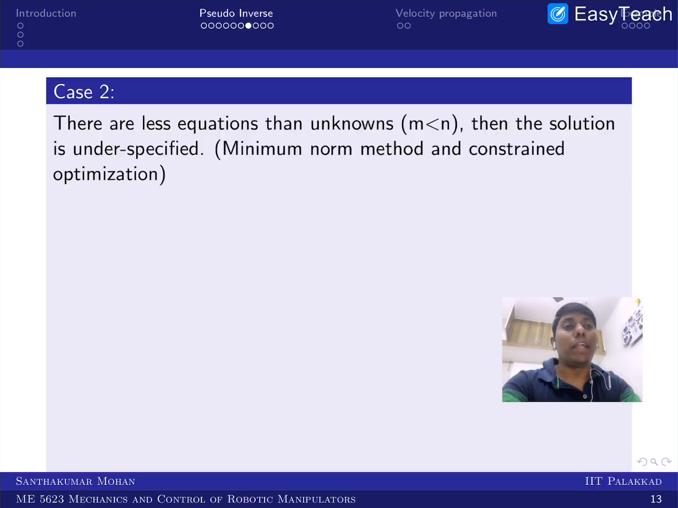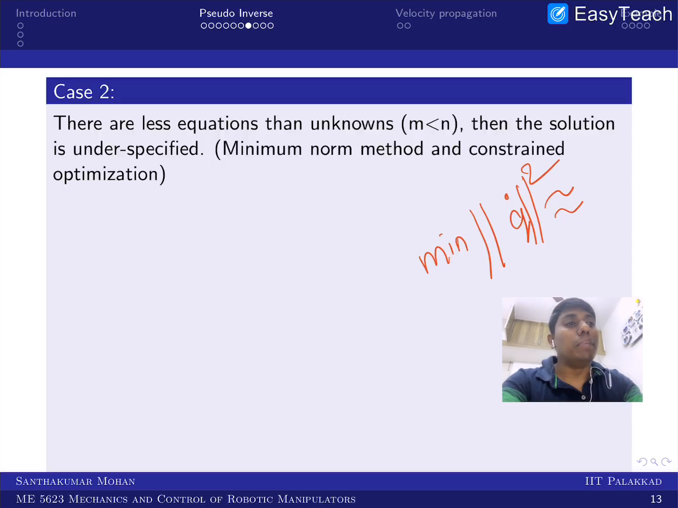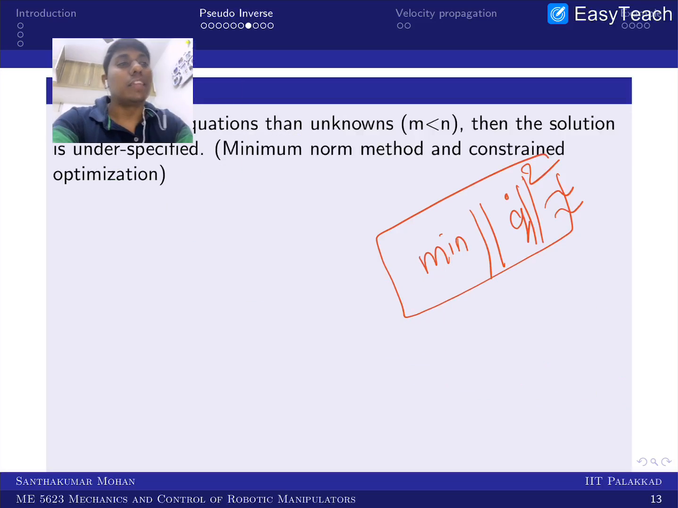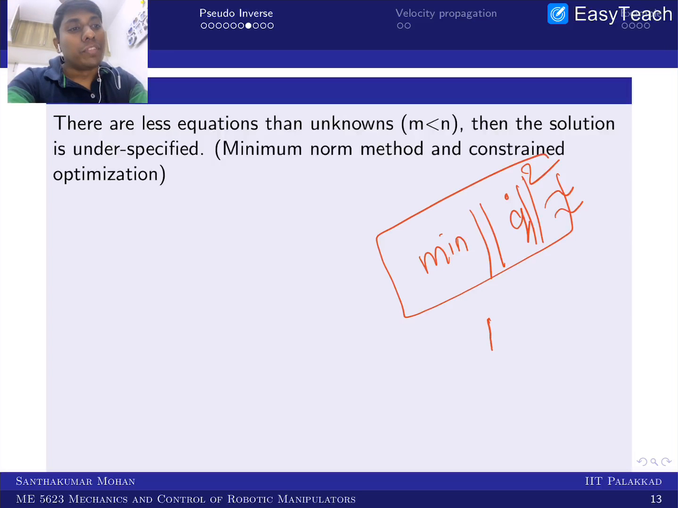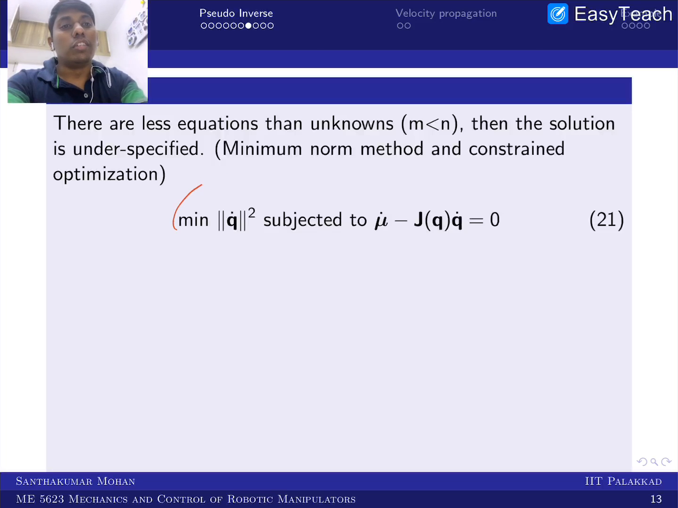In the sense, can I apply the minimum norm? I will get q dot as several solutions, so among those solutions, which one gives the minimum? I am trying to see the length of this q dot as minimum. This is the condition I am giving, or this is my objective function, provided there is one condition. So I will apply that: mu dot minus J of q into q dot is supposed to be 0. So this is a constrained optimization, and this is my objective function, subject to this.